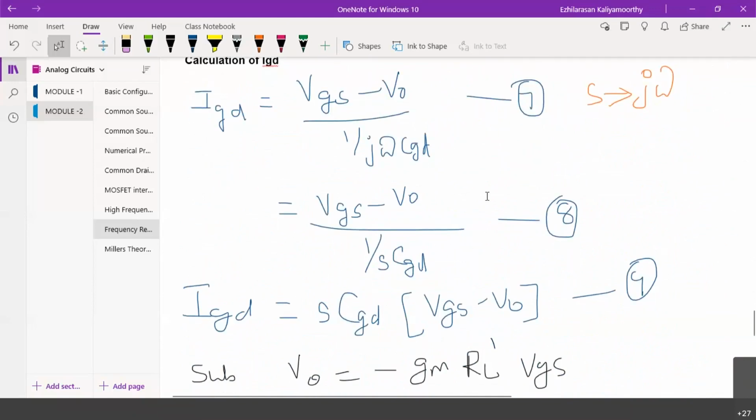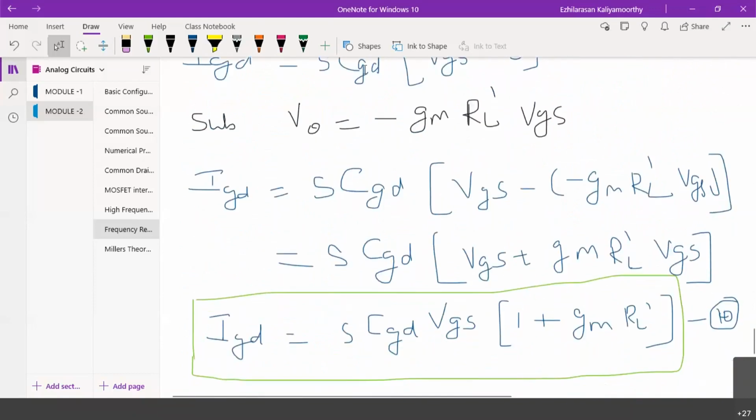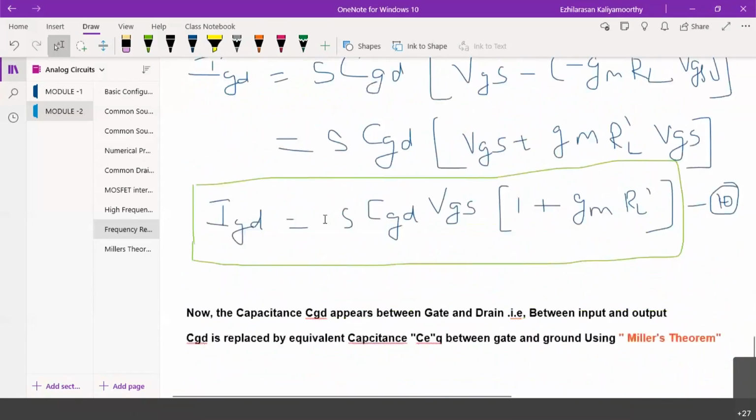Now the j omega will be replaced as S. Then we get IGD, and then you substitute IGD in the V0 expression. So we substitute V0 over there, and we get IGD.